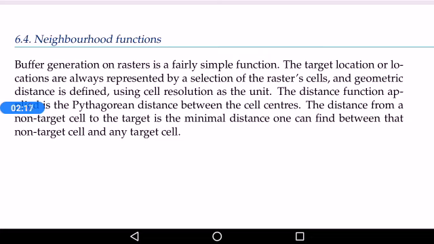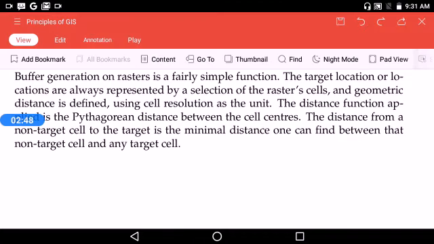using a Pythagorean distance function. And once we find out the distance between two cells, similarly we go on finding the distance between the neighboring cells so as to reach a 2 kilometer distance. Now when we are trying to find out the distance between our target cell and the next cell, we try to find the minimal distance between the two cells.